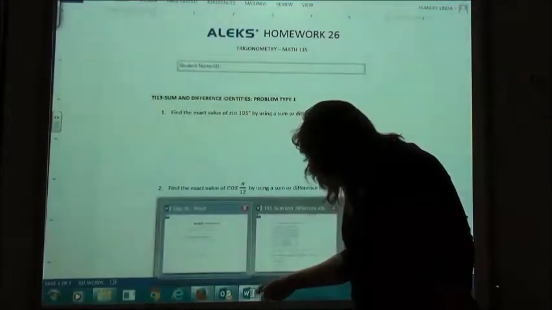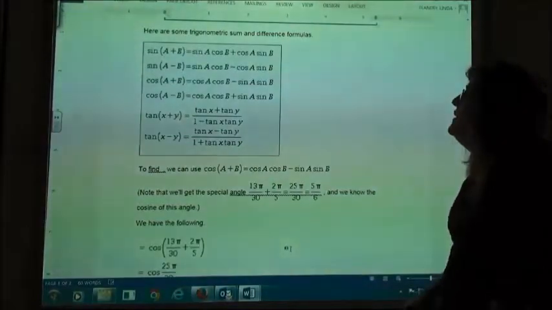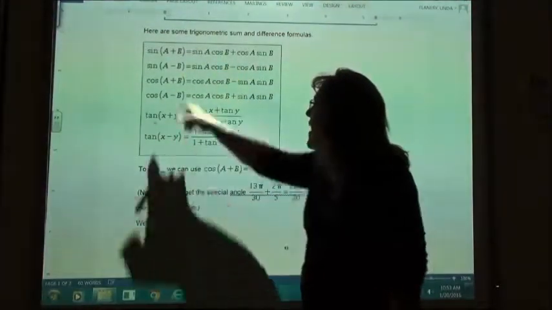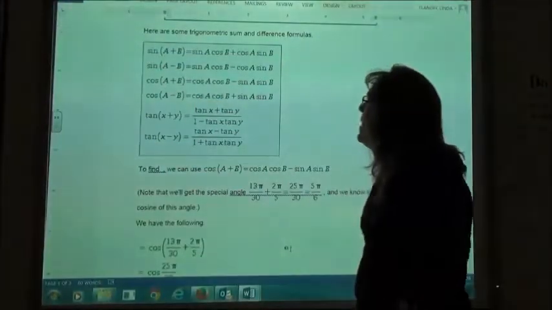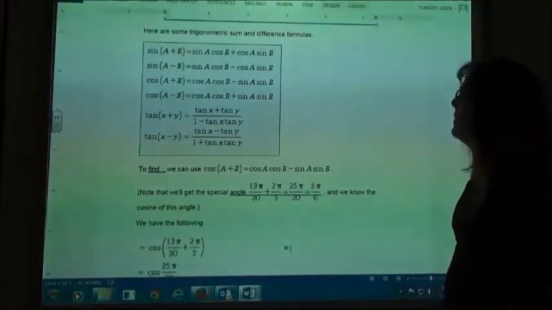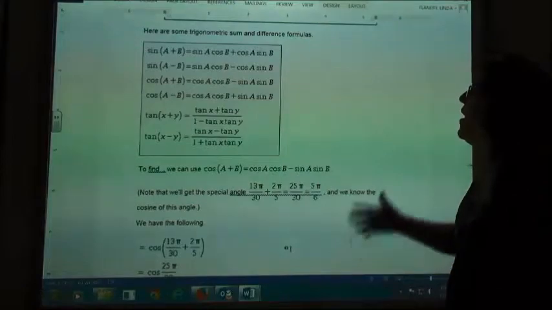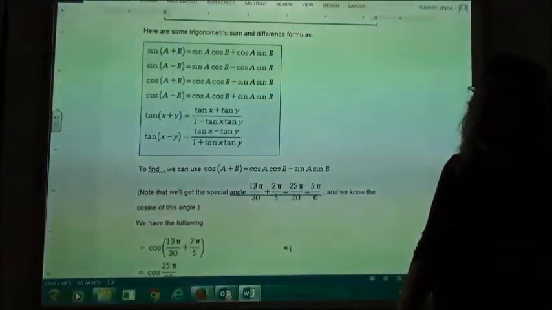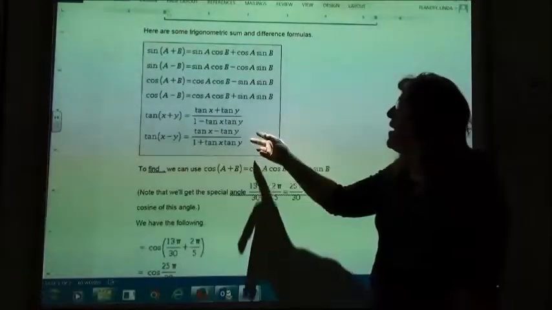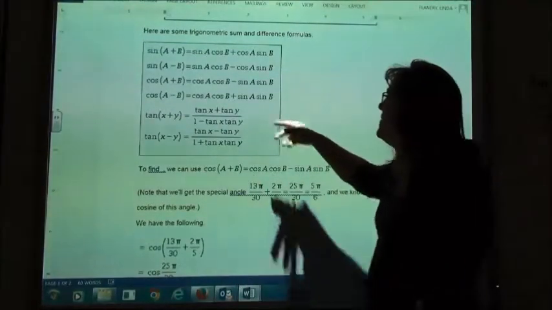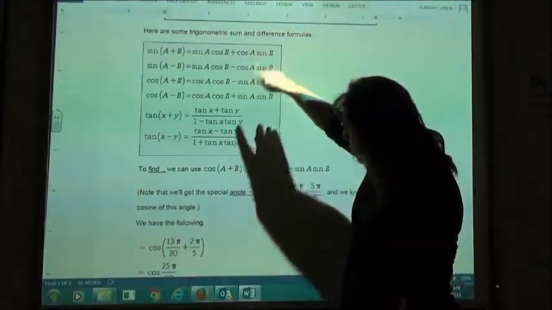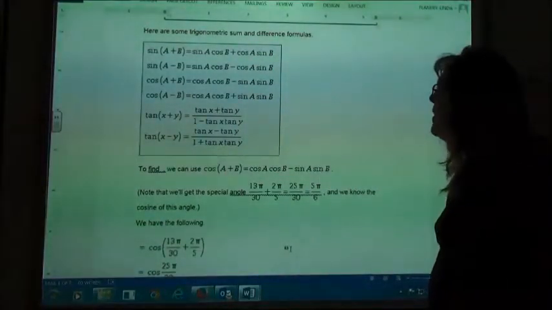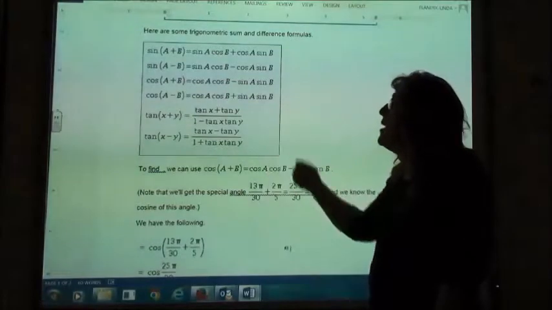So I'm going to flip over here to Linda's note sheet. Linda's note sheet says, here are your sum and difference formulas. Sine of A plus B is the sine of A cosine of B plus cosine of A sine of B, and so forth, all listed there. I'm going to keep my paper handy because I don't have these memorized. At one time I probably did, but I don't anymore. So that we have our sum and difference formulas, you might want to just print out my notes.